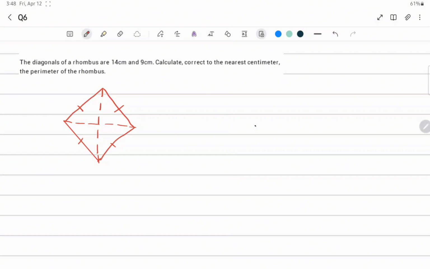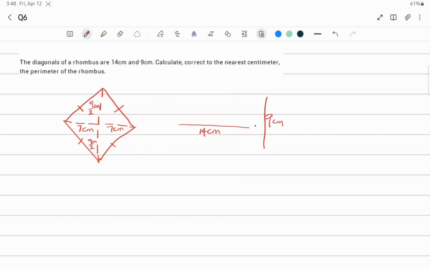So if this diagonal is 14 centimeters, that means the first part is 7 centimeters, the other one will be 7 centimeters, because we said they bisect each other, which means we have two equal halves. Then for the other one, if everything is 9 centimeters, that means I'll have 9 over 2 centimeters and another 9 over 2 centimeters. My diagram is quite small, that's why everything is jam-packed.